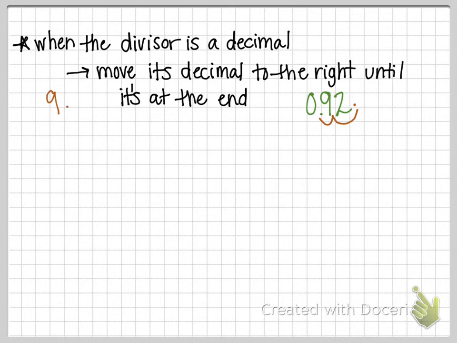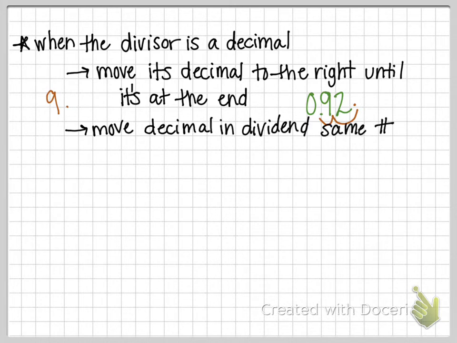Okay, to make it like a whole number. Because whole numbers have decimal points at the end. Okay? Are you with me so far? Yeah. Move the decimal point to the right until you get it to the end of the number in the divisor.